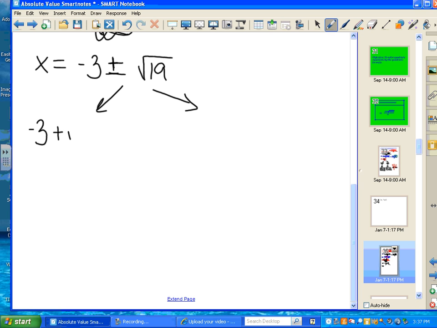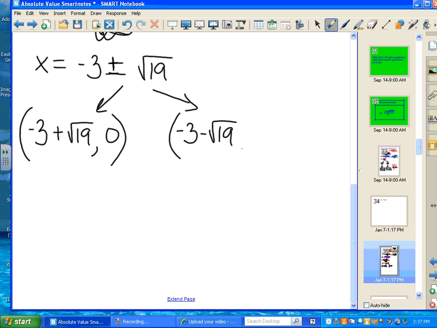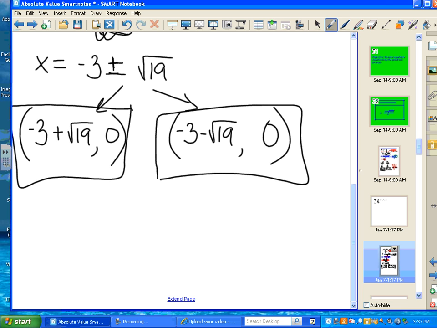This is an x-intercept, so write it as an ordered pair. This is an x-intercept, so write it as an ordered pair. When you get to graphing, you may have to change these to decimals, but you will more commonly see these as simplified radical expressions. So that's your answer, completely simplified, because there aren't any perfect squares that go into 19.